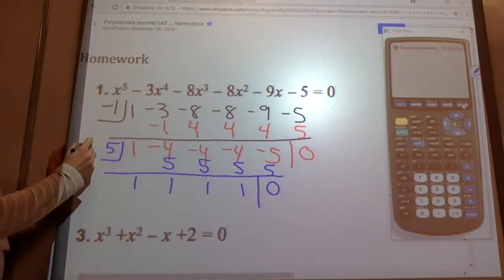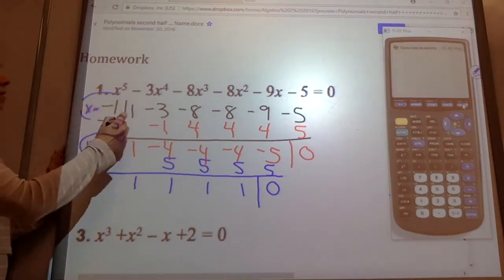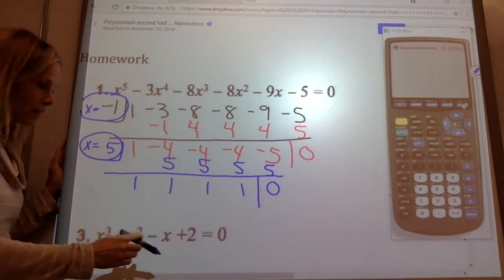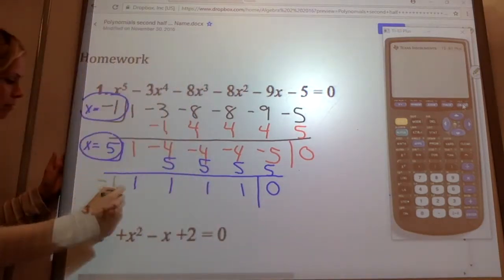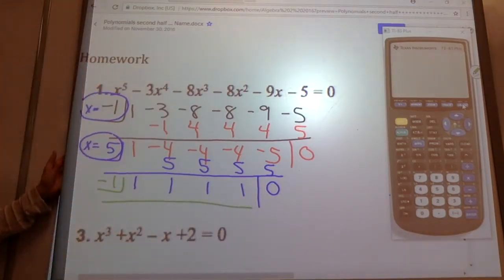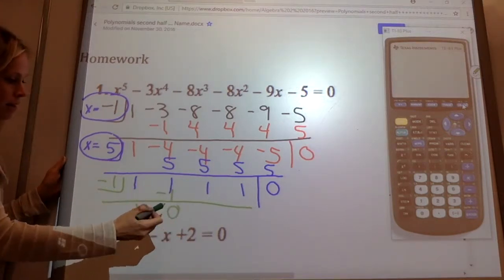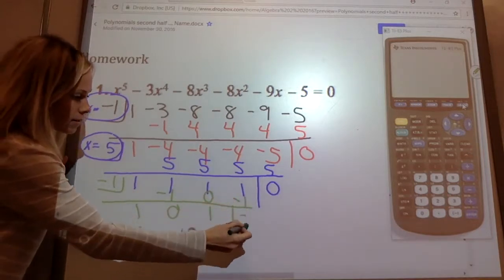Right? So this is what I know. X equals 5, that's an answer. X equals -1, that's an answer. I still have one more root to put in. -1, because we saw that had multiplicity of 2. Bring down the 1, multiply, add, multiply, add, multiply, add.